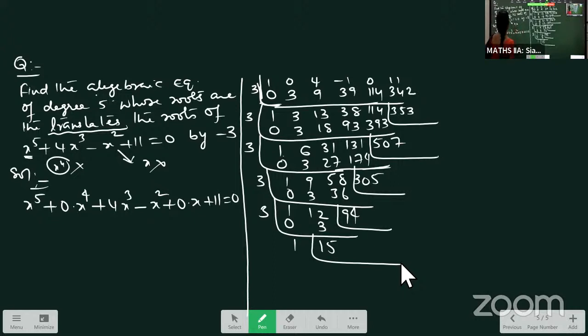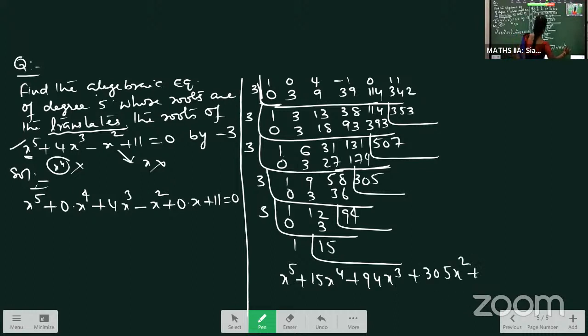So this question started with which term? x to the power of 5. So we also should start with x to the power of 5 only. So x power 5 plus 15 x power 4 plus 94 x cube plus 305 x square plus 507 x plus 353 is equal to 0.